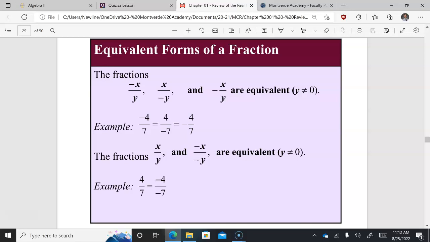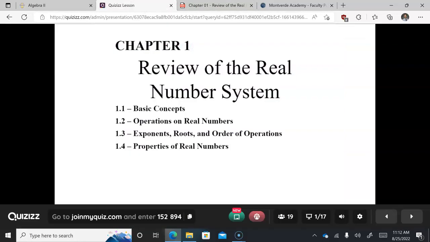The most important thing to know is that this and this are not the same. If you have a negative on both, it makes it positive. If you have a negative on one, it makes it negative. So you need to know the difference between those. Questions, comments, concerns, queries, connections? Perfect. Now, let's roll into the real stuff.